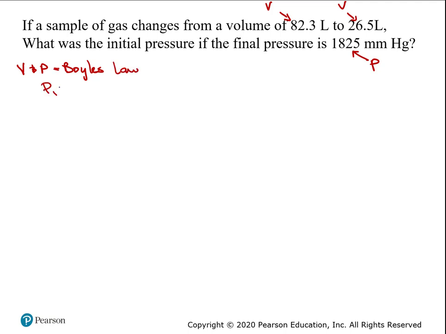So Boyle's law is P1 V1 is equal to P2 V2. Those are multiplied times each other. So now I need to identify, what do I know? What is 82.3 liters? That is the initial volume, so that is V1. What is 26.5 liters? That is V2.